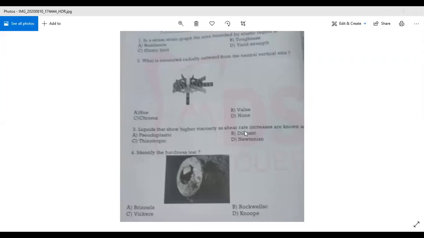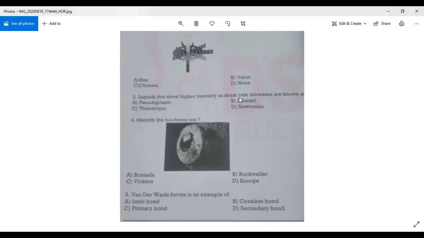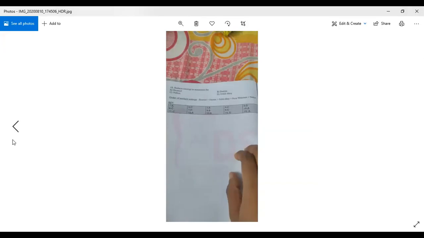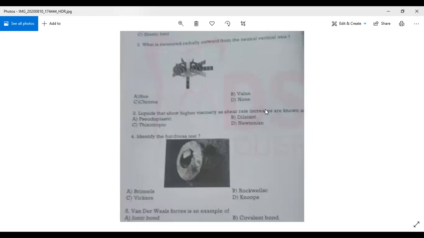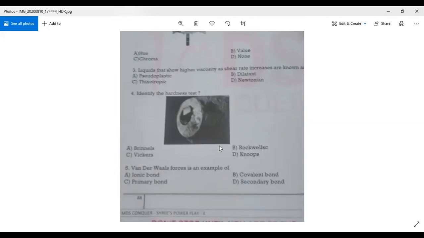Okay, we'll see other questions also. Liquids that show higher viscosity as shear rate increases are called as pseudoplastic. No, dilatant. Sorry, dilatant. Pseudoplastic will not have that. Dilatant will increase as you have shear stress. The strains remain constant. I have to also talk about hardness stress. We'll discuss those also. That is also important.